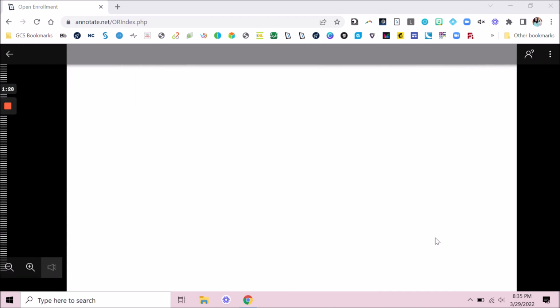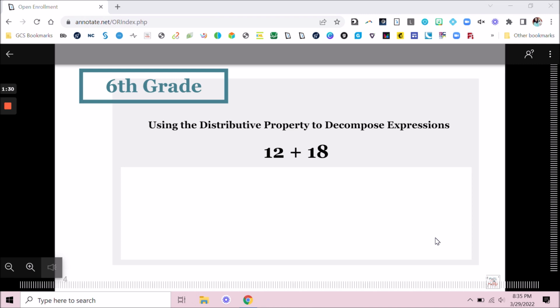Students build off of that to begin decomposing expressions in 6th grade. In 6th grade, students look at expressions like 12 plus 18. Now we know very simply that 12 plus 18 is 30. However, what they begin looking at is trying to understand structure in expressions. So they're going to look at the greatest common factor, which we abbreviate as GCF, between 12 and 18. So the greatest common factor between 12 and 18 would be 6.